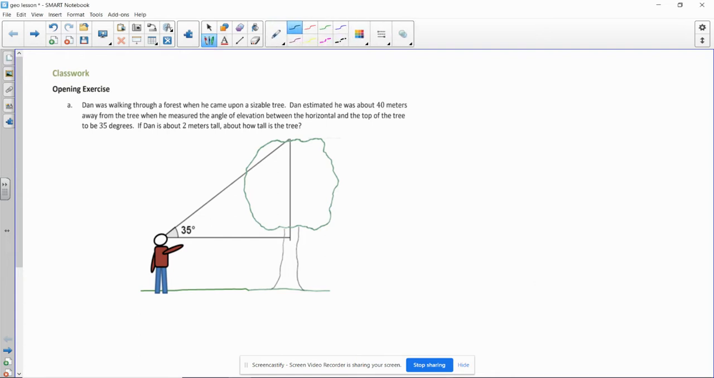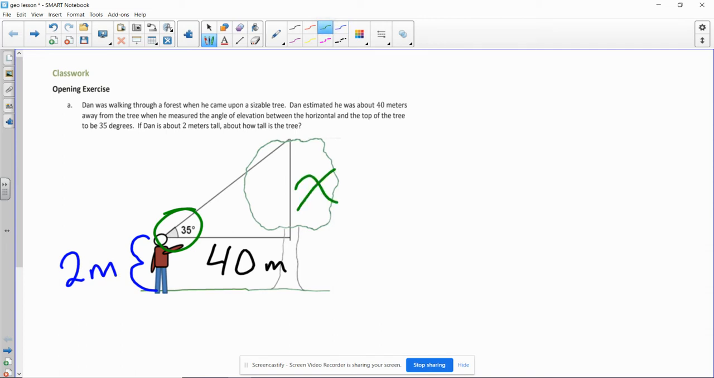Here's the information we know. He is 40 meters away. Our angle of elevation is in here, right there, 35 degrees. And Dan himself is 2 meters tall. And what we're looking to find is the height of the tree. So this over here is our unknown.